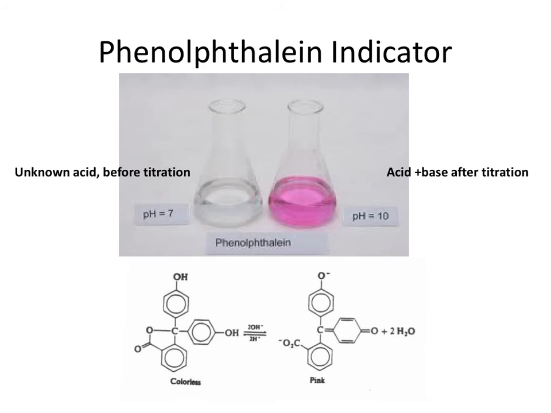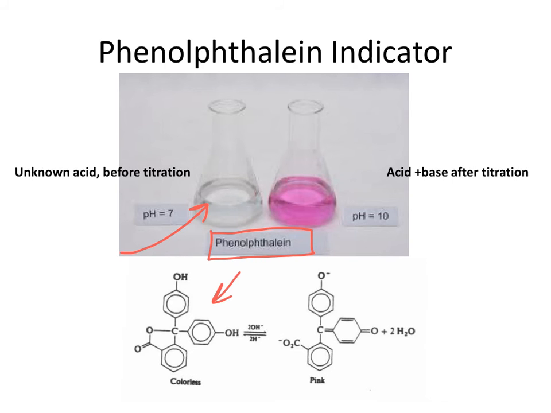So up close, this would be the beginning of the titration. We'd have the unknown acid in there before any titration had taken place. This is my indicator, phenolphthalein. This is what it looks like on a molecular level. It's a pretty fancy molecule, and it's colorless.